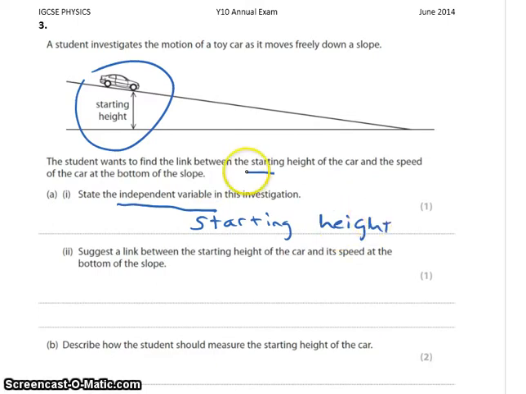Okay, because we're looking at a link between the starting height and the speed of the car at the bottom of the slope. So the starting height is our independent variable, the speed of the car, that would be our dependent variable. Suggest a link between the starting height of the car and its speed at the bottom. Well, it would seem reasonable that if we increase the starting height, then we increase the speed at the bottom.